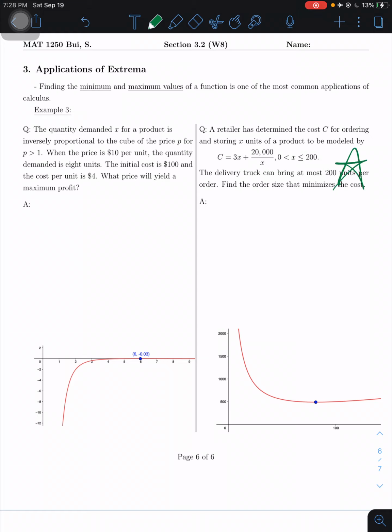And for my part, the quantity demanded x for a product is inversely proportional to the cube of the price p, for p greater than 1, and when the price is $10 per unit, the quantity demanded is 8 units. The initial cost is $100 and the cost per unit is $4. What price will yield a maximum profit?